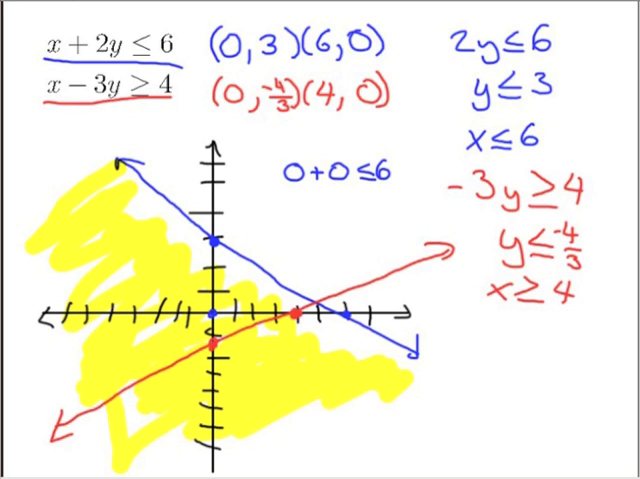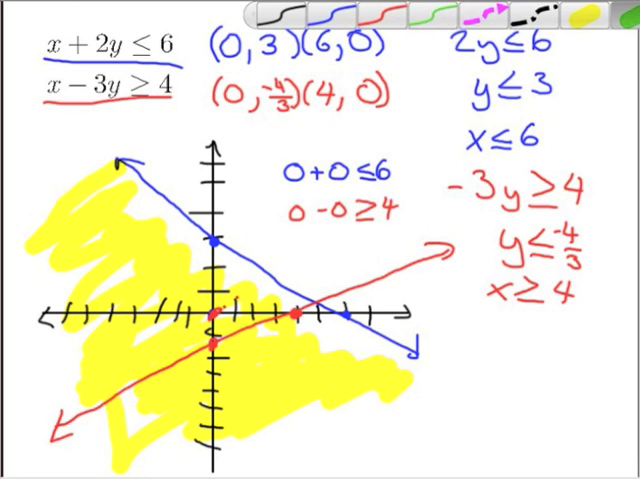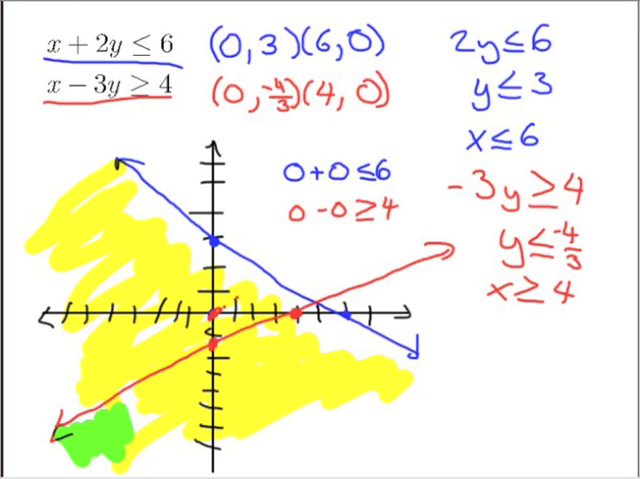Now we've got to look at shading our red line. So again, pick a point that's not on our boundary line. 0, 0 works in this case as well. So we plug 0, 0 in for our red line. 0 minus 3 times 0, which is 0, is greater than or equal to 4. So I'm looking at 0 is greater than or equal to 4, which if you check in a calculator, 0 is not greater than or equal to 4. So we shade everything away from 0, 0, which ends up being everything in this direction.